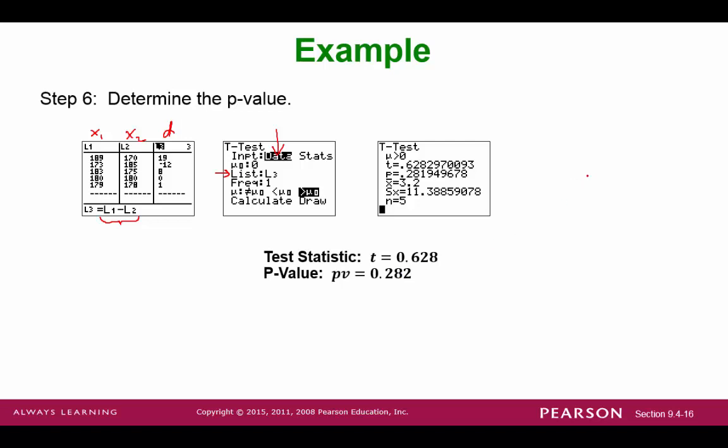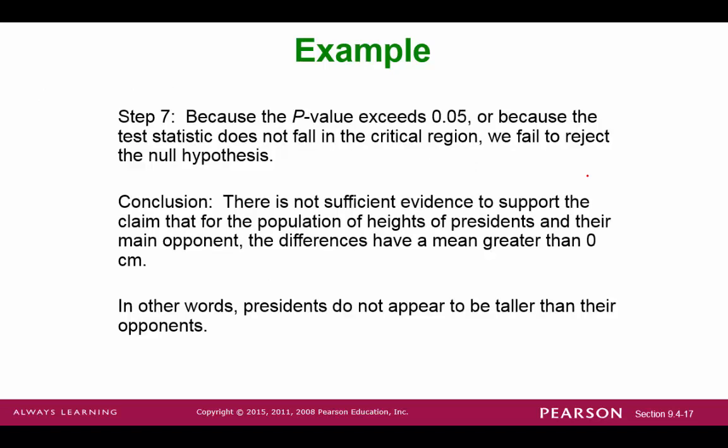So 0.282 is larger than our significance level alpha. So because the p-value is larger than 0.05, we will fail to reject the null hypothesis. And so we come to our conclusion: there is not sufficient evidence to support the claim that the population of heights of presidents and their main opponents, the difference, have a mean that's greater than 0. So that's also to say that the presidents don't appear to be that much taller than their opponents. Not statistically, at least. Not statistically significant.